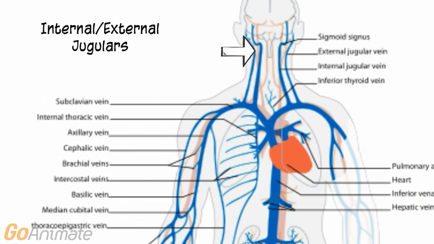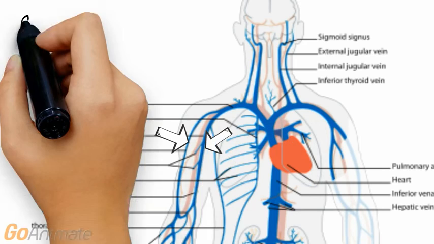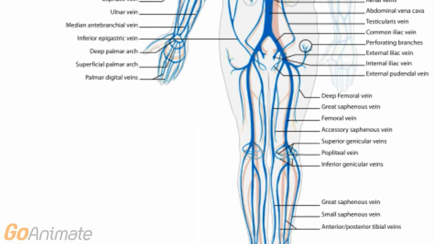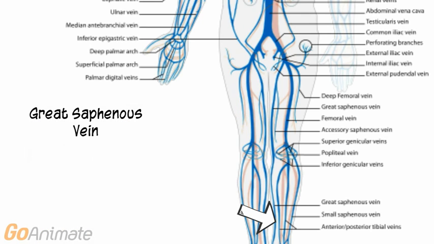We also see the internal and external jugular veins that drain the head and neck. Two of the superficial veins in the arm include the cephalic, which runs in the lateral arm, and basilic, which runs medial. The great saphenous vein is a superficial vein that runs along the medial aspect of the leg.